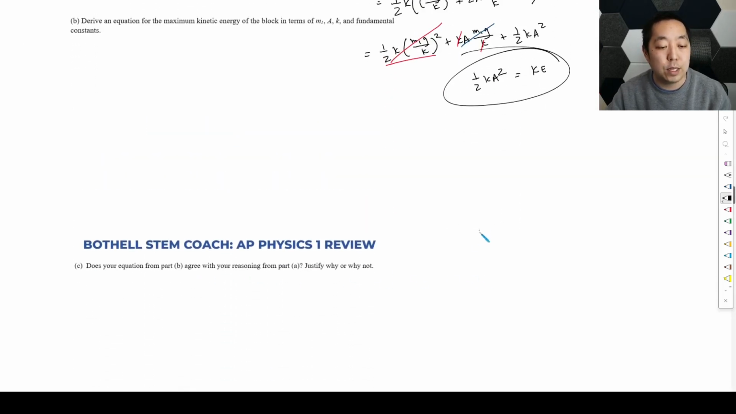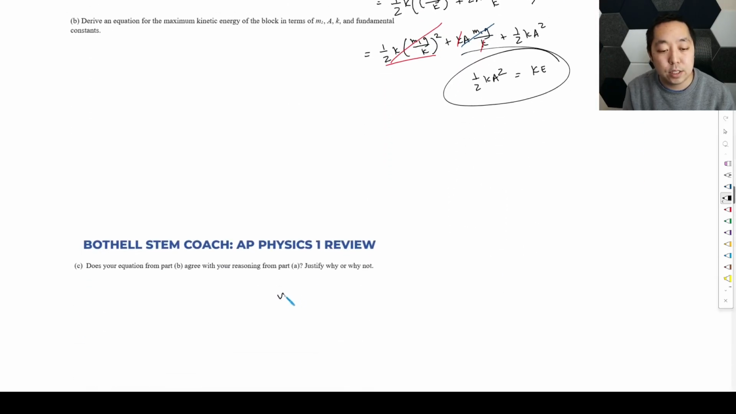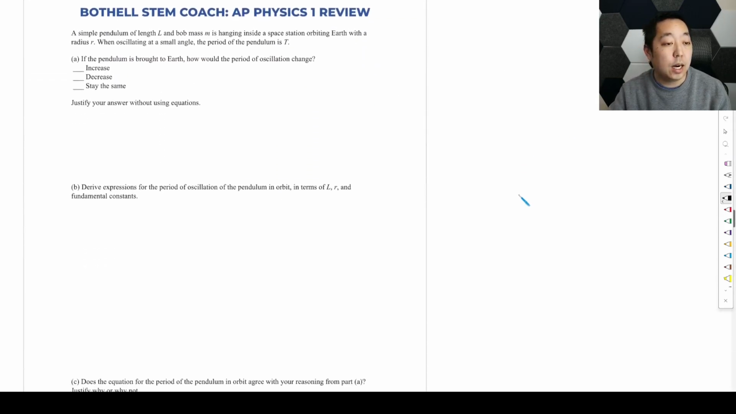Does our equation of part B agree with our reasoning from part A? Well, we said if we increased A, then the kinetic energy will increase, and we have found that to be true. Yes. Increasing A will increase the 1/2 Ka squared, or the kinetic energy, the max kinetic energy. So this is the max kinetic energy we just solved for. Okay. All right, let's look at the next one here.